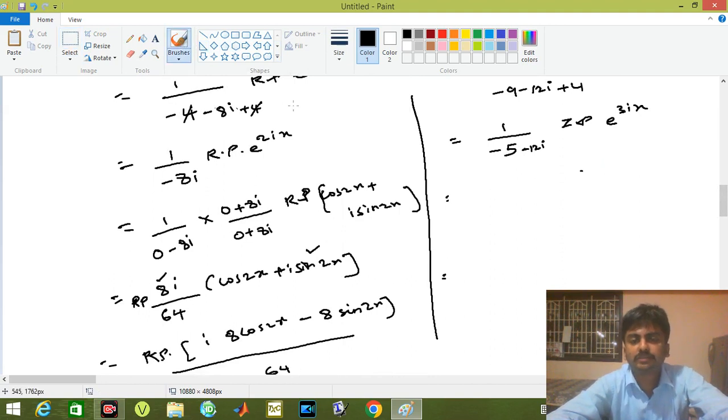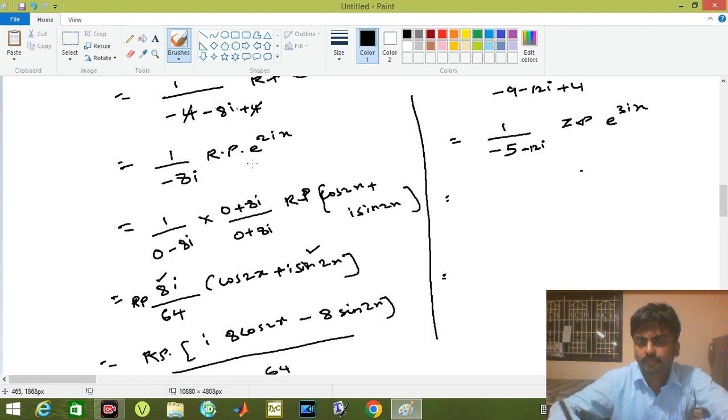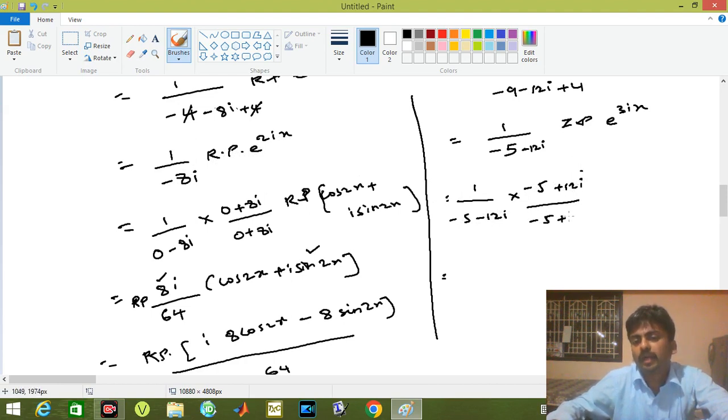Here itself we have seen the example. So the conjugate is given by 1 divided by minus 5 minus 12i into minus 5 plus 12i divided by minus 5 plus 12i. Don't change the sign. I have shown it with the example also. If you change the sign of the terms, it will give you a wrong answer. So please make use of the terms as they are.